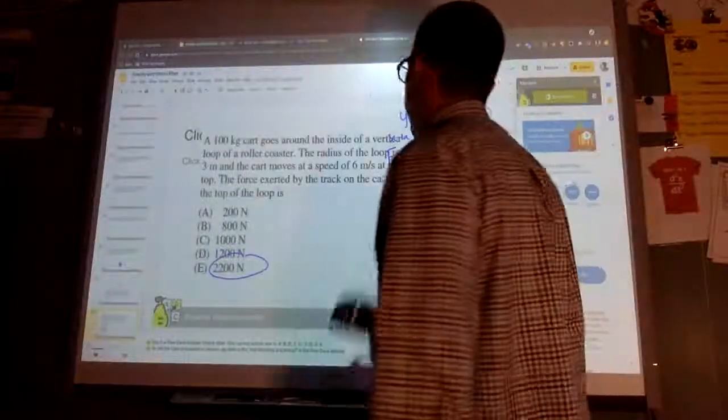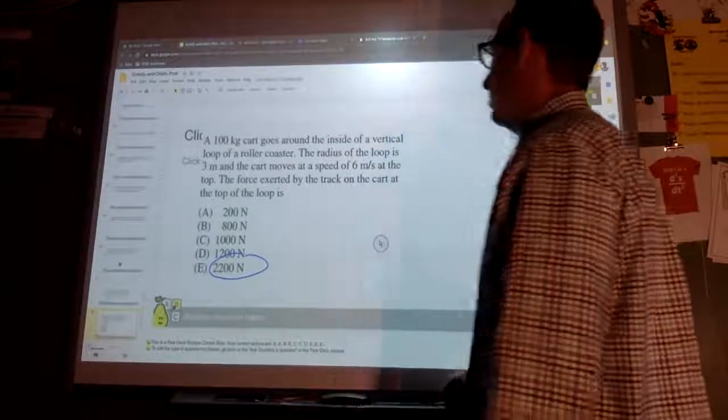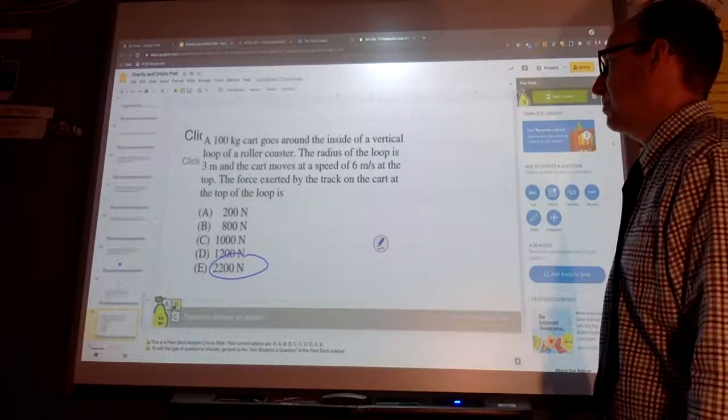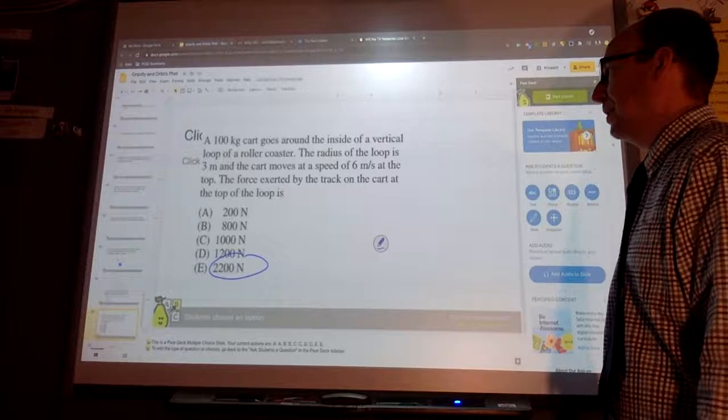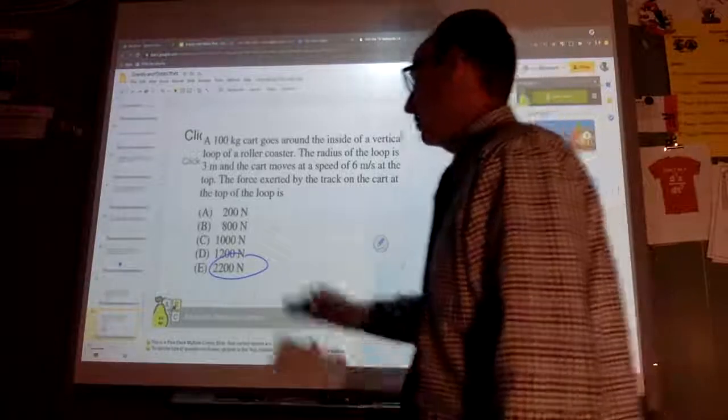A 100-kilogram cart goes around the inside of a vertical loop of a roller coaster. The radius of the loop is 3 meters, and the cart moves at a speed of 6 meters per second. At the top, the force exerted by the track on the cart at the top of the loop... that shouldn't be circled.